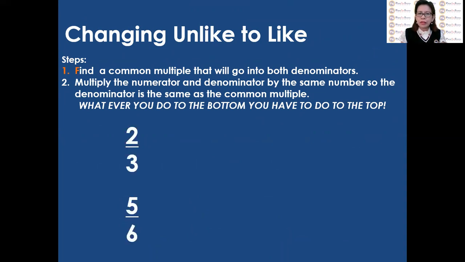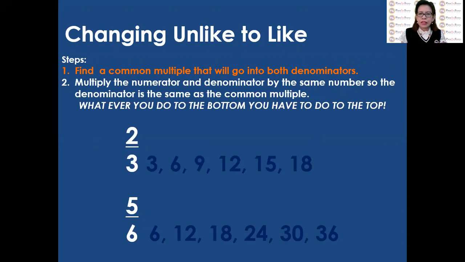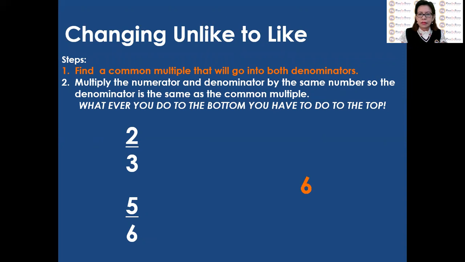Okay, for example, 2 out of 3 and 5 out of 6. First, we're going to find the common multiple. So these are the multiples of 3 and these are the multiples of 6. The least common multiple of 3 and 6 is 6. Therefore, our common denominator is 6. The next is we're going to multiply the 2 out of 3 by 2 to make it 6. So remember, whatever you do to the bottom, you have to do also to the top.